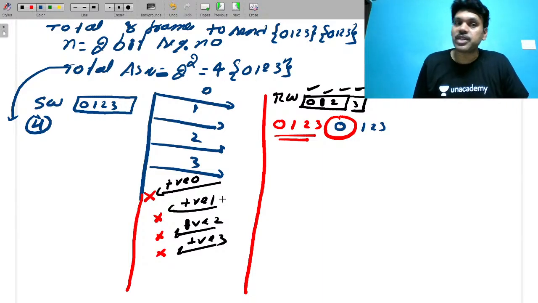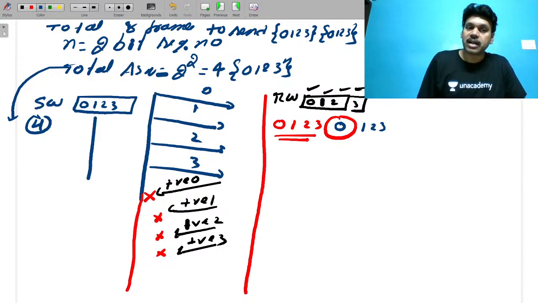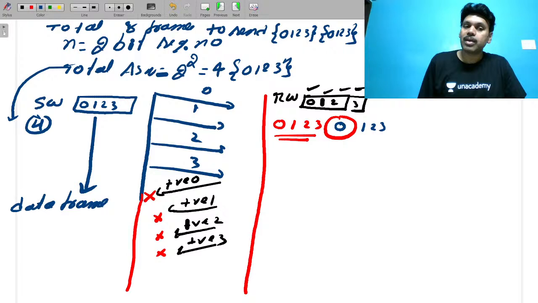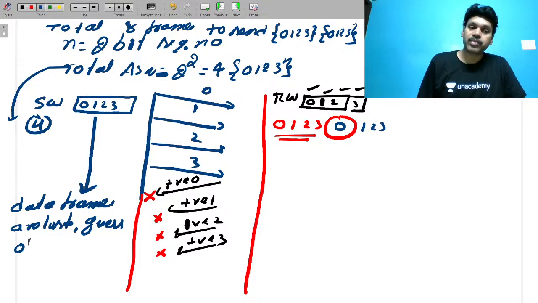So when acknowledgements are lost, sender feels that I have not received acknowledgement. I thought my data frames are lost. So data frames are lost. This is the guess of the sender. Then what is the sender going to do? Please you can comment. What is the sender going to do?